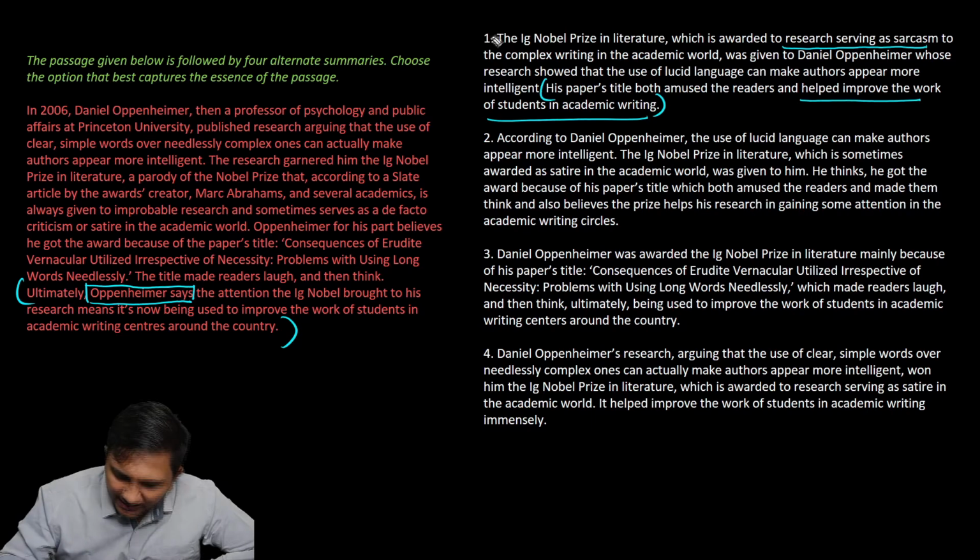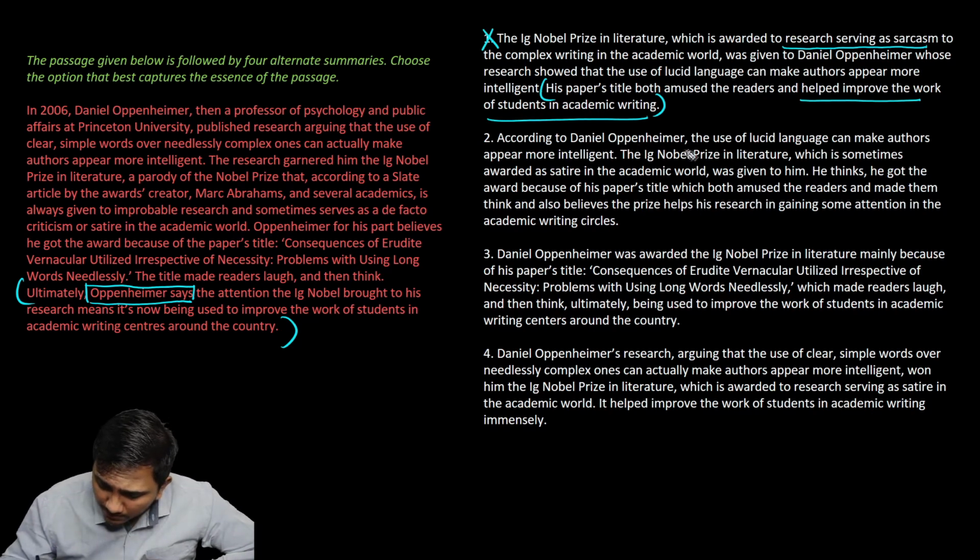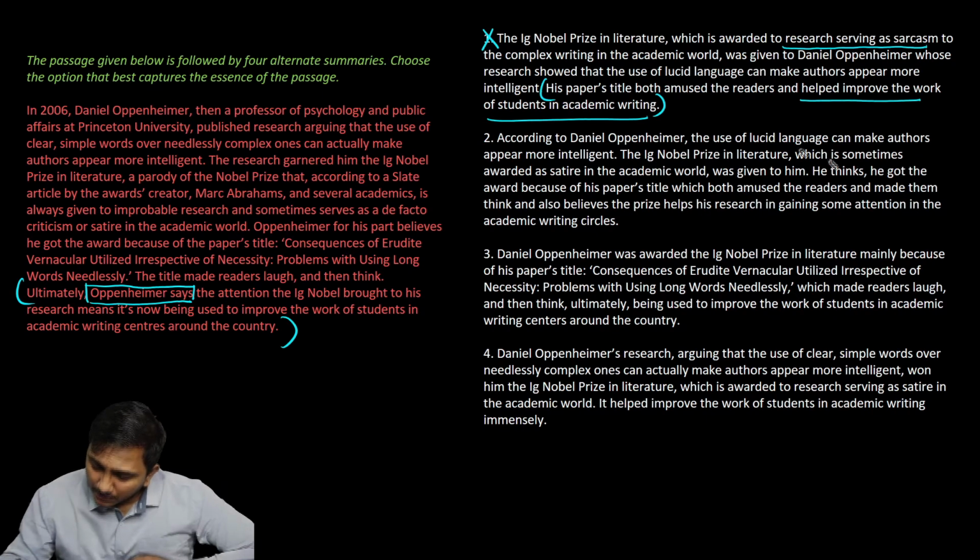So because of that, I will get rid of the first option here. That cannot be the answer. It should be Oppenheimer says that it helped. Okay, next one. According to Daniel Oppenheimer, the use of lucid language can make authors appear more intelligent. Till there it is okay. The IG Nobel Prize in Literature, which is sometimes awarded as satire. Is that how it is given? Yes, it is always given to improbable research and sometimes serves as a de facto criticism or satire in the academic world. Okay, this sometimes serves as satire in the academic world.